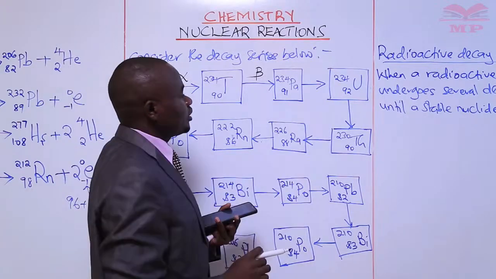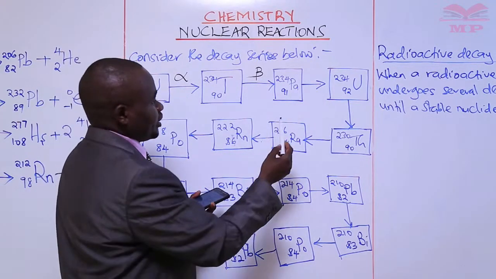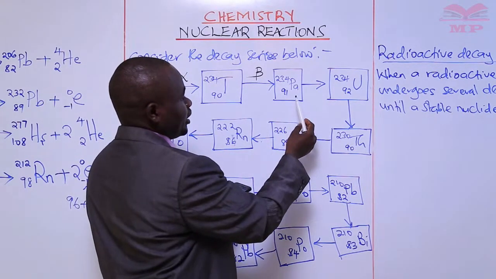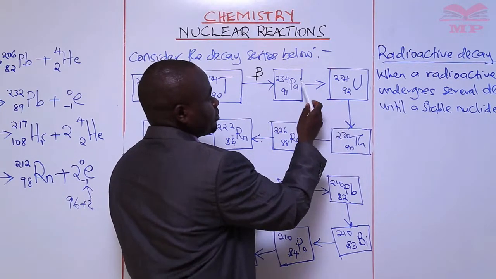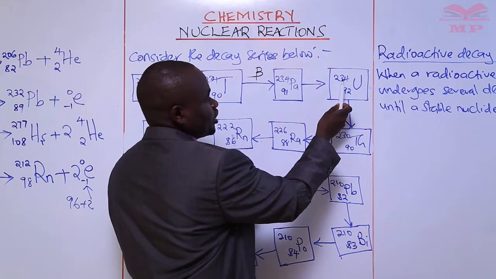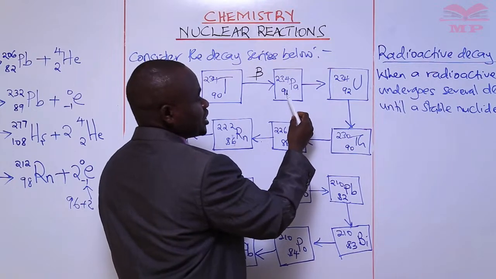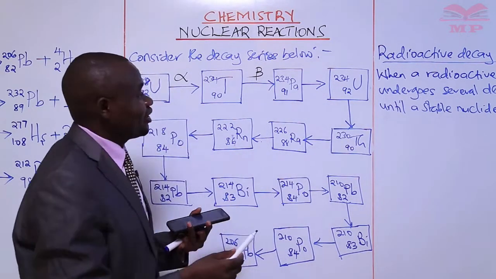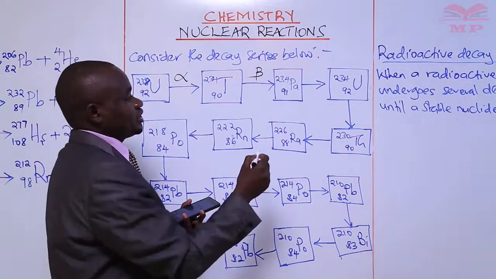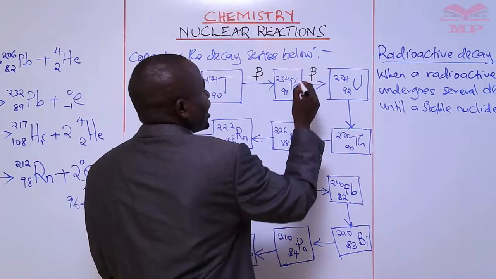How about this one? You can see the mass number is 234. The mass number is 234, also 234. Atomic number has increased from 91 to 92. That means once again, which particle is emitted? That is a beta particle.